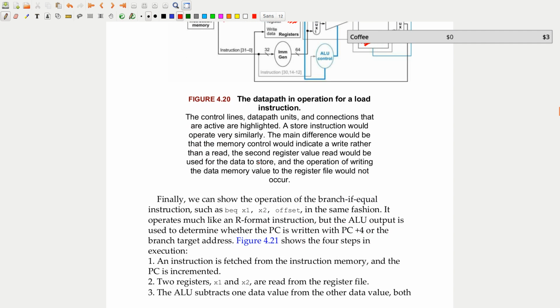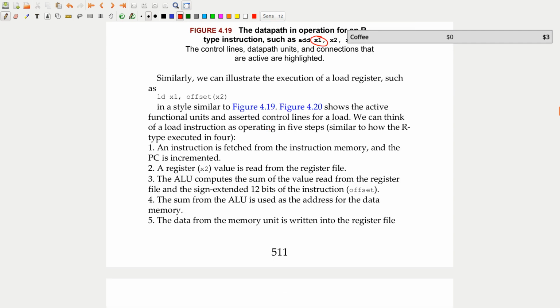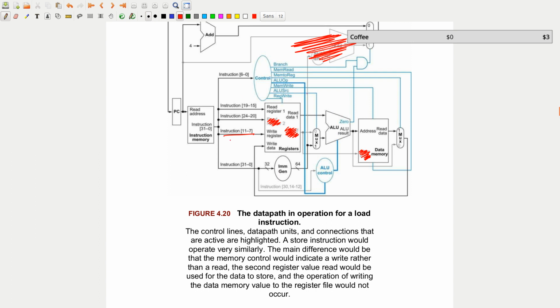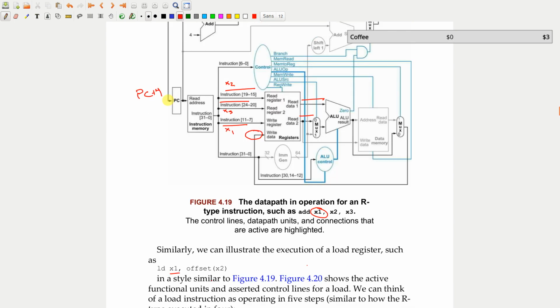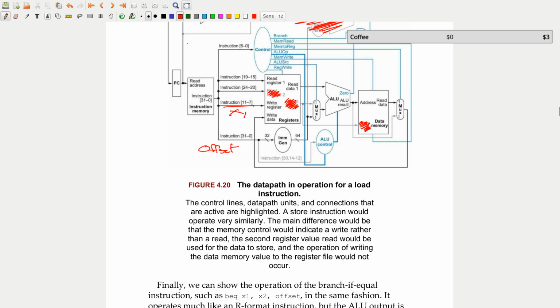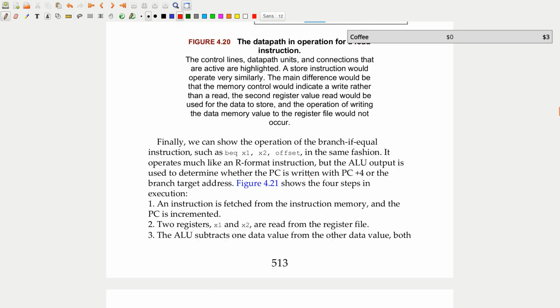So do they give us an instruction here? Nope, they don't actually give us one. Oh, here we go. So we're loading into X1 again. This immediate generation right here will be your offset. And then X2 holds the address. So X2 will be right here. This will be the address. So that's how it looks for something like a load instruction.